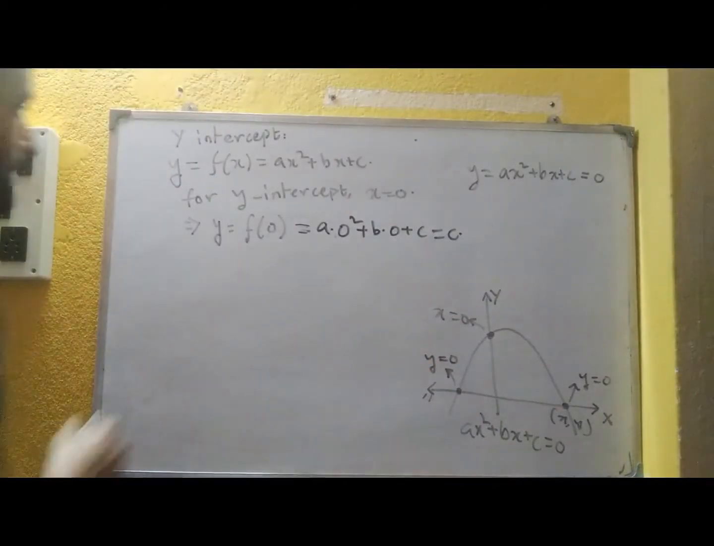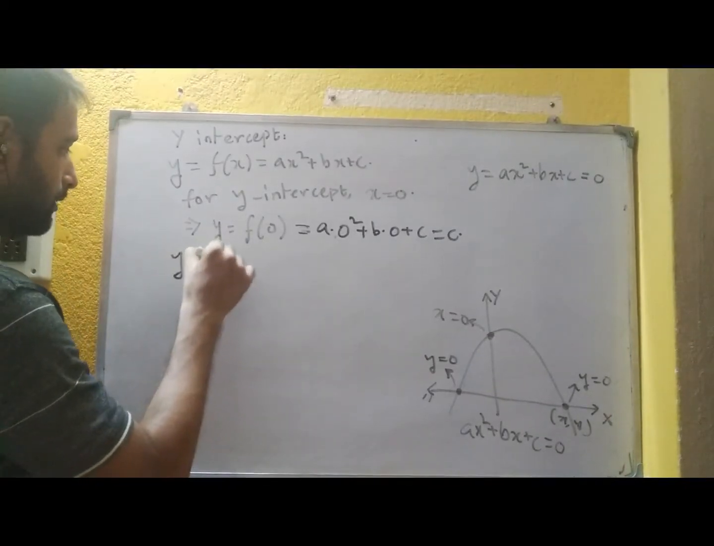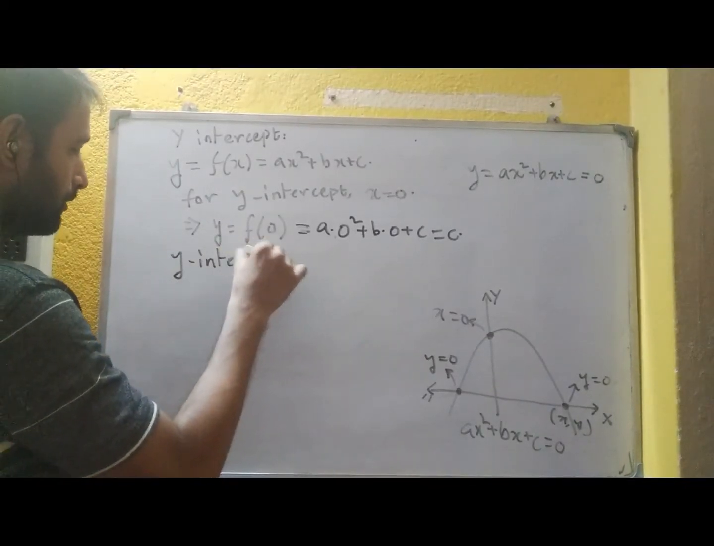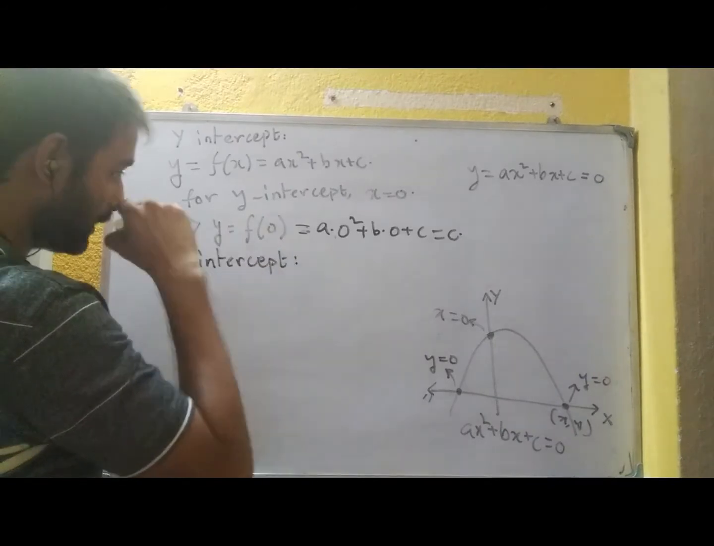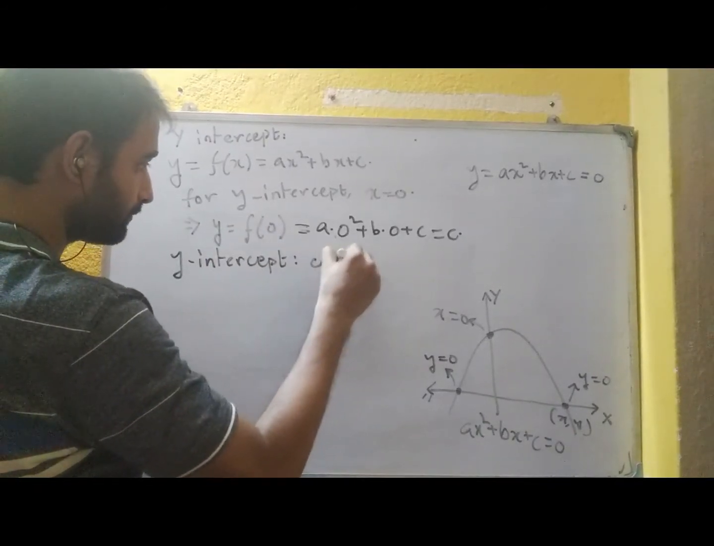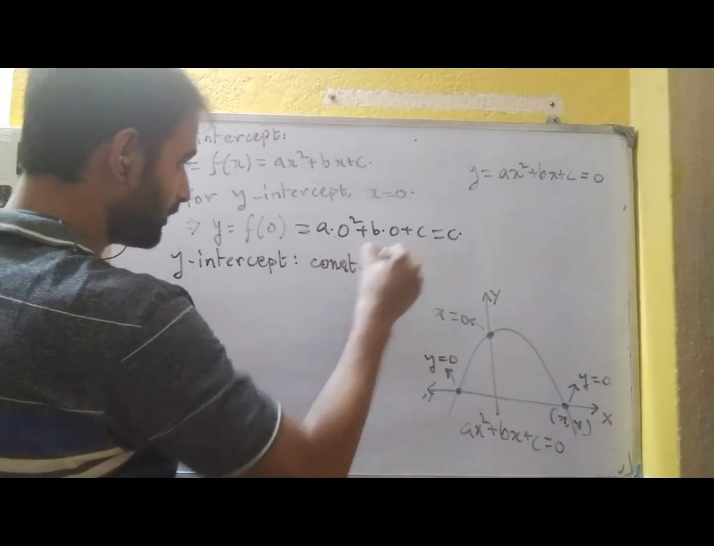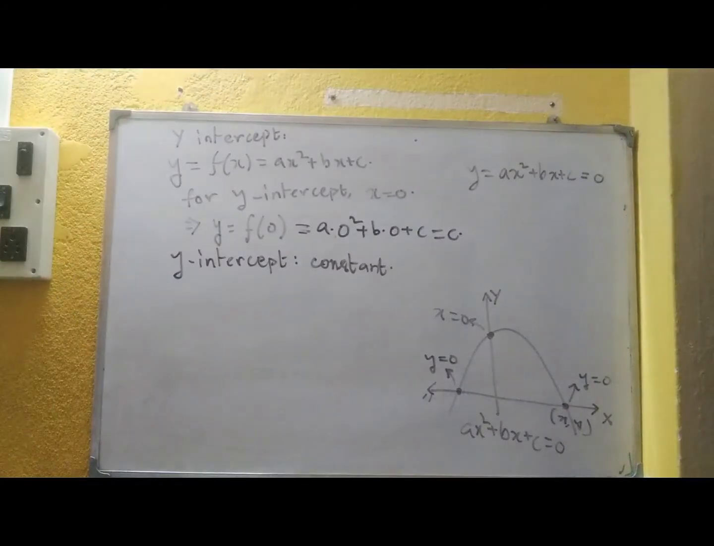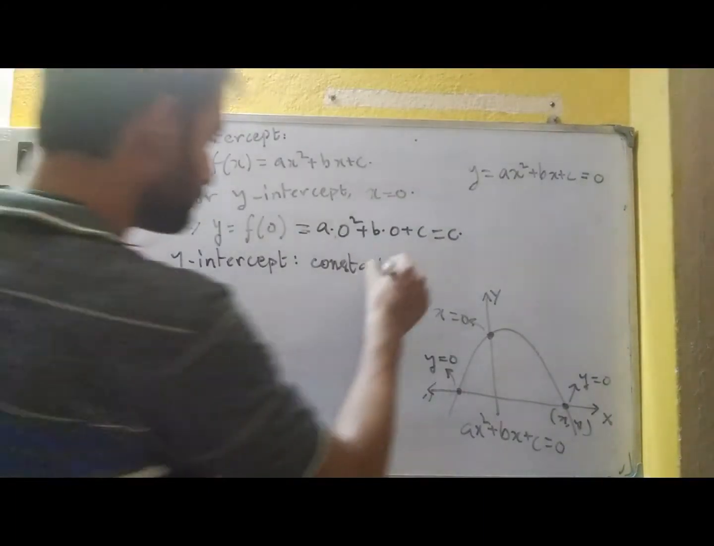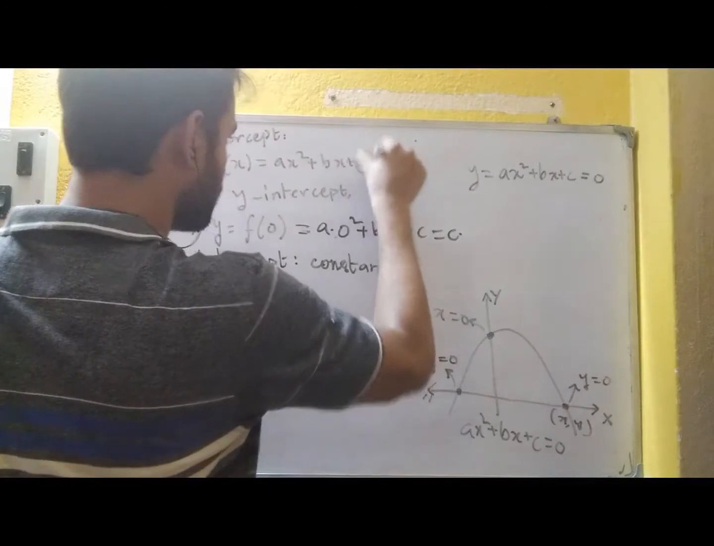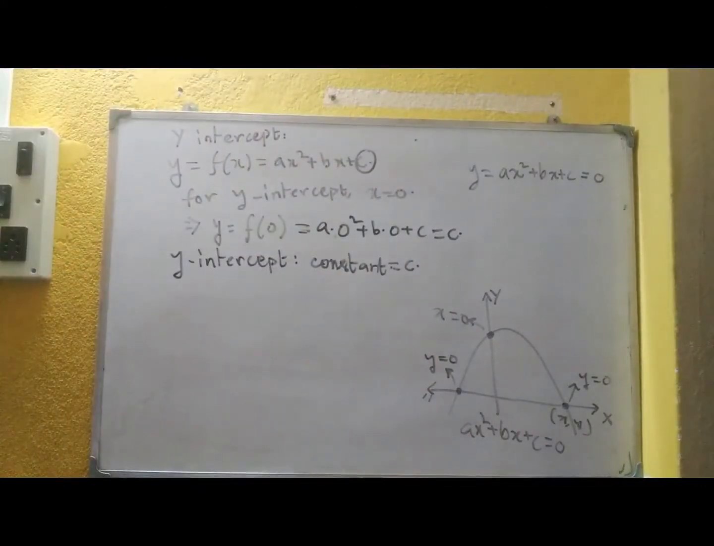So you can say that the y-intercept is the constant number. It's simply the constant in the expression, that is equal to c here. This part is the y-intercept of the quadratic expression. That you have to explain under y-intercept.